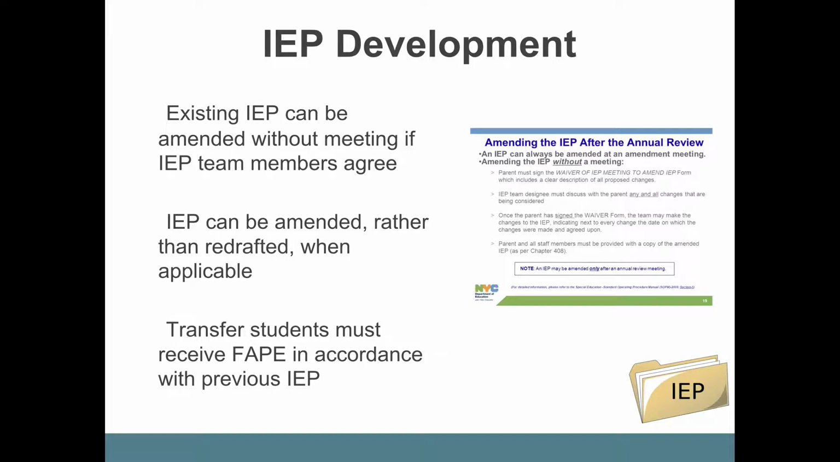Another thing to note is that transfer students must also receive free and appropriate public education in accordance with their previous IEP. So if you have a student who comes in the middle of the year, whatever their previous IEP was, you are required to implement the IEP as it was designed in their previous placement. Now, if you find that some of these goals are just completely off base, or if you feel like the objectives are not meeting the student's needs, then you can propose an amendment. But when the student first gets there, you should be implementing it exactly as written.